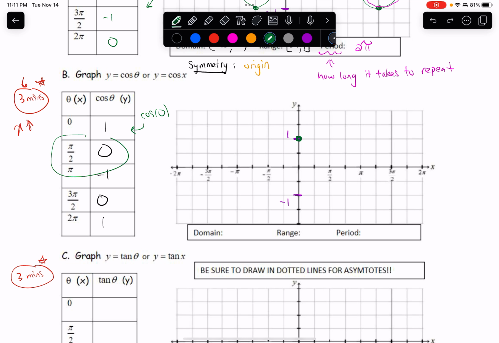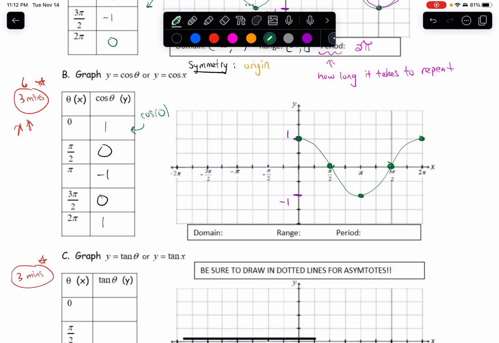And when x is pi over 2, the y value is 0. When x is pi, y is negative 1. When x is 3 pi over 2, y is 0. And when x is 2 pi, the y value is 1. Okay. And if I were to connect these points, the graph starts to go down, keeps going down, reaches this low point, and then it switches course, goes up, reaches this high point.